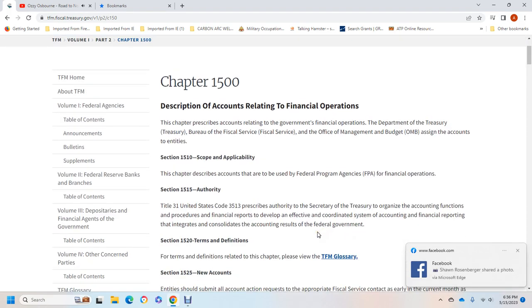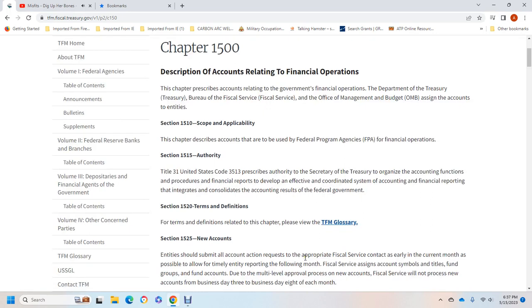Section 1515, Authority. Title 31, U.S. Code 3513, prescribes the authority of the Secretary of Treasury to organize accounting function for the receipt of the financial report, to develop an effective coordinated system of accounting and financial reporting that integrates with the consolidated accounts for all of the federal government. Section 1520, in terms of the definition, related chapter. Please view the Treasury Financial Manual Glossary.